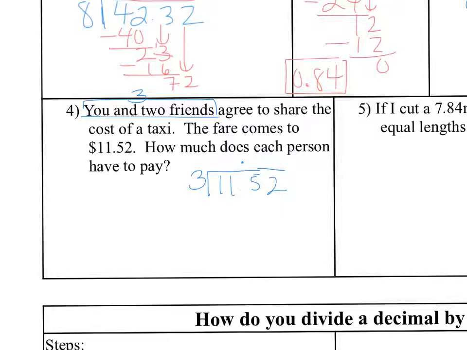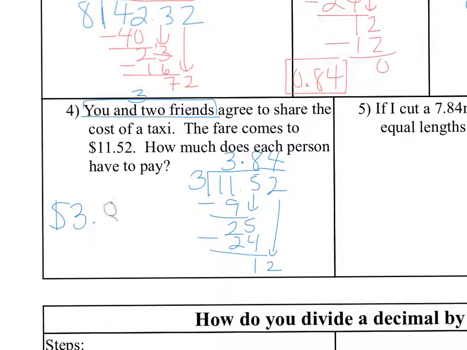3 into 11 goes 3 times. 3 times 3 is 9. 11 minus 9 is going to be 2. Bring down your 5. 3 into 25 is going to be 8. 8 times 3 is 24. 1 left over, bring down your 2. 3 into 12 is going to be 4. So each person is going to pay $3.84. Okay.